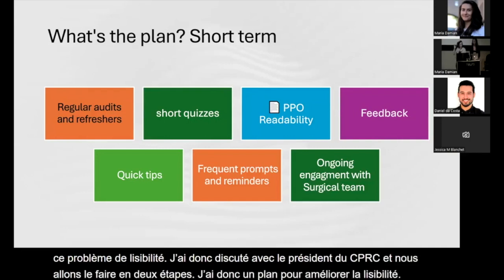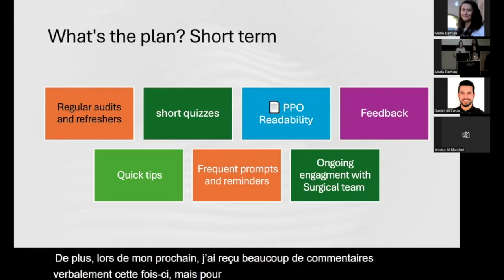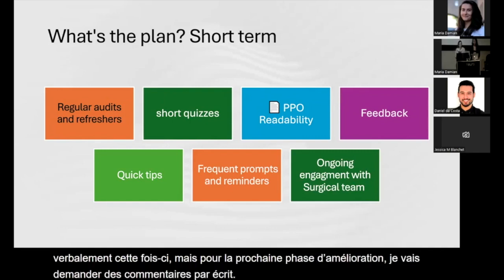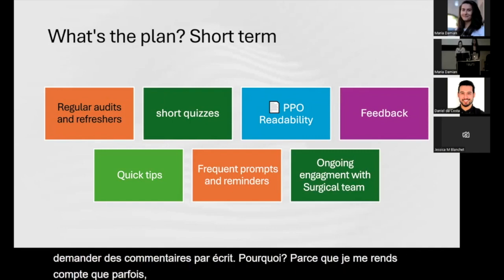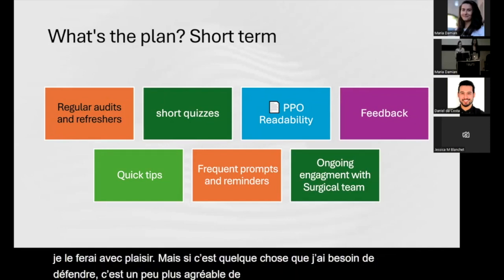Also, I got a lot of feedback verbally this time around, but for the next phase of improvement, I'm going to ask for feedback in a written way. Why? Because sometimes if it's something that I can change myself, I will happily do that. But if it's something that I need to advocate with, it's nicer to have it written down. So I might do more written feedback next time.